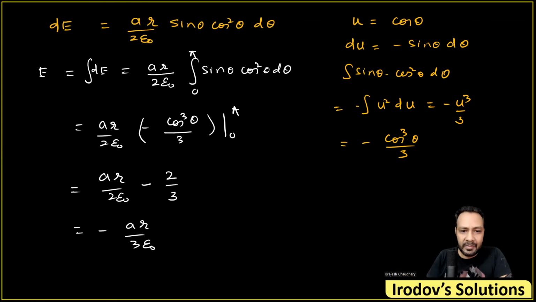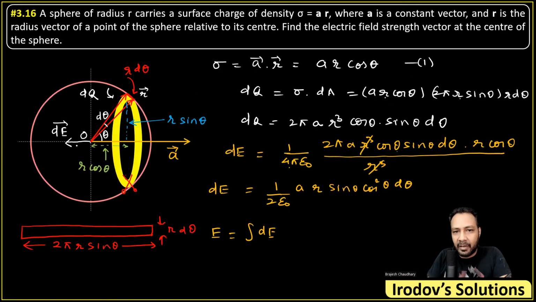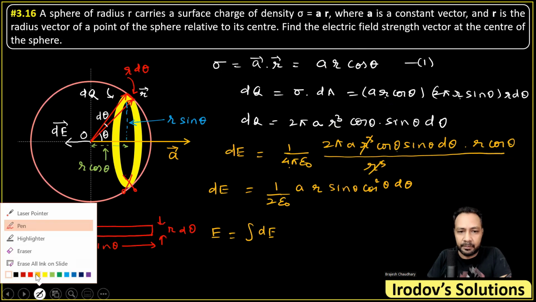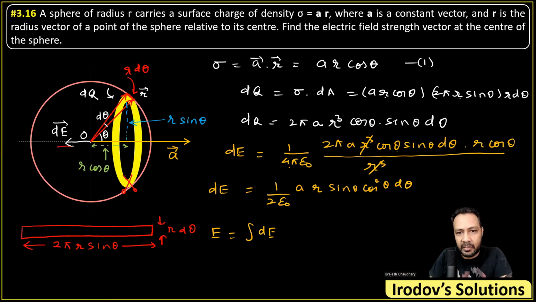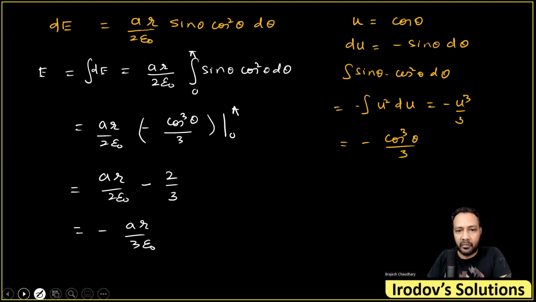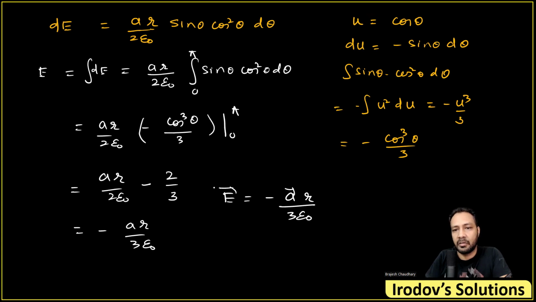And if you want to give the answer in vector form, all these dE will add up, so the net electric field will be in the direction of each dE. This net electric field is opposite to the A vector. So in vector form, I can write E is equal to minus A vector r by 3 epsilon naught, and that is the answer to this question. Thank you.